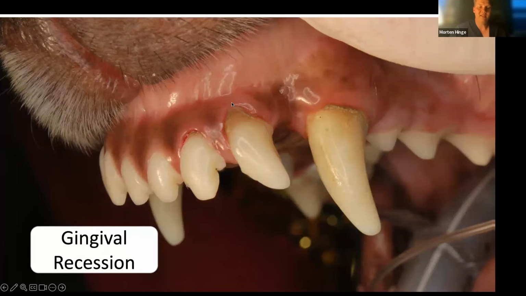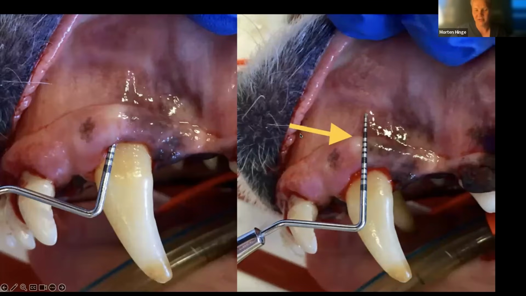So you need at least 2 millimeters of attached gingiva for a tooth to be healthy. In this case, there's more than 2, so this tooth could be saved. But just tell the owner that there's root exposure, meaning that the surface is going to be rough and you need to brush it to save this tooth. If they're not going to brush, then this tooth eventually will become so bad you need to extract it.